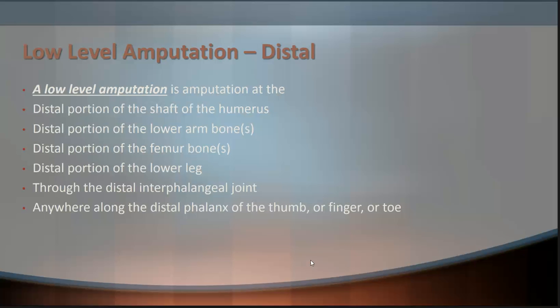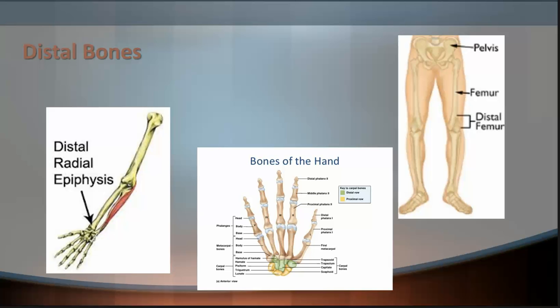And then we have the low level, or the distal detachment or amputation. It is a distal portion of the shaft of the humerus, or the distal portion of the femur, or anywhere along the distal phalange of the thumb, finger, or toe. The distal is the furthest from your heart. So we're talking about the furthest part from your trunk, the main trunk of your body, would be distal.